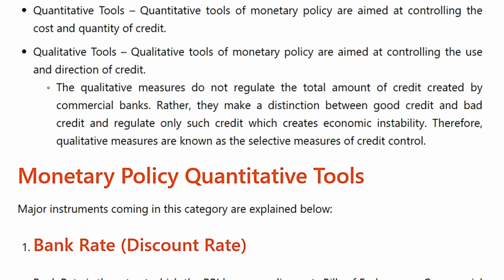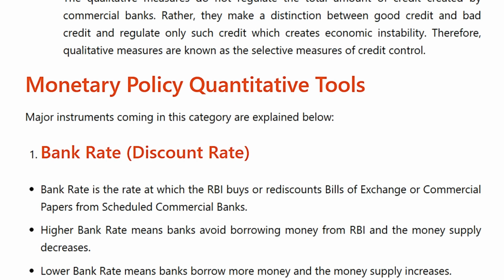Monetary policy quantitative tools. Major instruments coming in this category are explained below. Bank rate, discount rate. Bank rate is the rate at which the RBI buys or rediscounts bills of exchange or commercial papers from scheduled commercial banks.